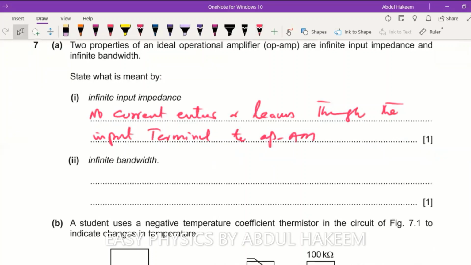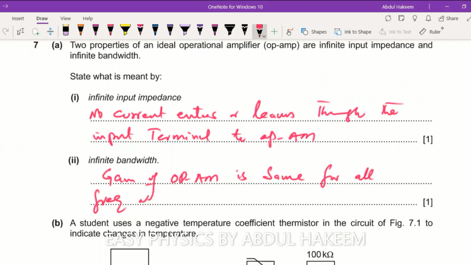Next, infinite bandwidth: the gain of the operational amplifier is equal for all frequencies of input voltage. All frequencies of the input voltage are accepted by it to give the output.